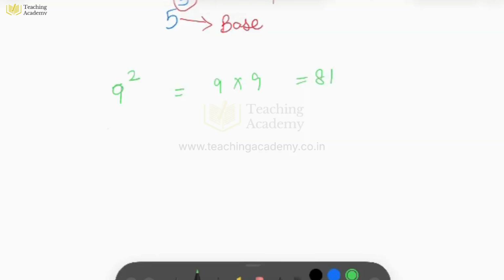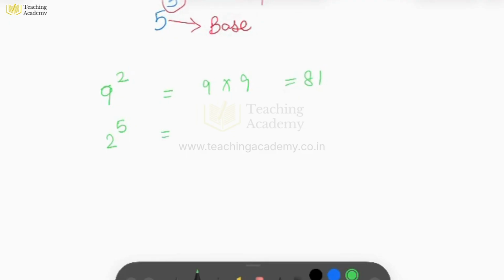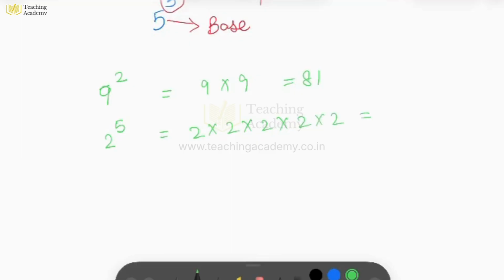Then let's take another example. Suppose I'm writing 2 raised to the power 5. That means the number 2 is repeated 5 times. I'm going to open this up like this: 2 times 2 is 4, 4 times 2 is 8, 8 times 2 is 16, 16 times 2 is 32. So that's your final solution. This is all about the index. Whatever is there in the index, you repeat that number that many times.